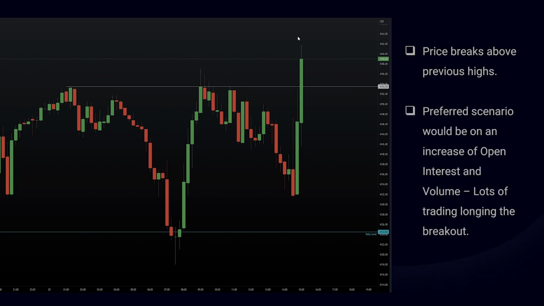The preferred scenario on that initial move up would be of an increase of open interest and volume. Okay, e.g. lots of people trading the breakout. Why? Because if we come up here, we see a lot of volume and open interest increasing, and then we actually come back into the range, we're left with a lot of trap traders.